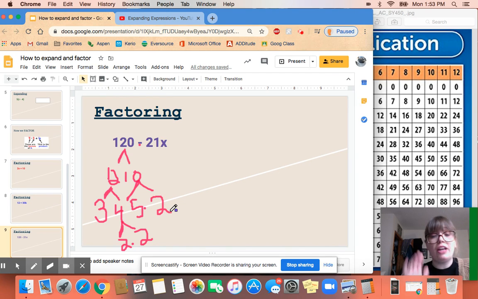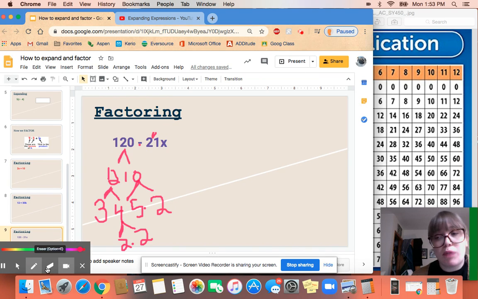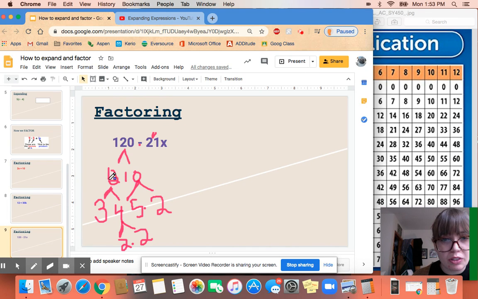All right, so I have a lot of factors for this. And you may have heard me say earlier that I can divide 12 by 6 and 2. That's totally correct, and you're going to want to take that into account. But off the top of my head, I know that 6 is not going to be a factor for 21, so I'm not going to worry about it right now. All right, here we go. So I have lots of factors for 120.